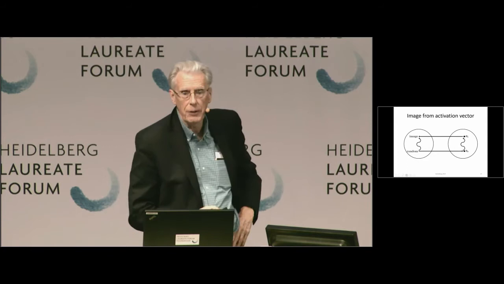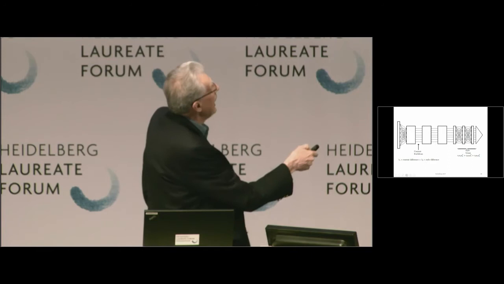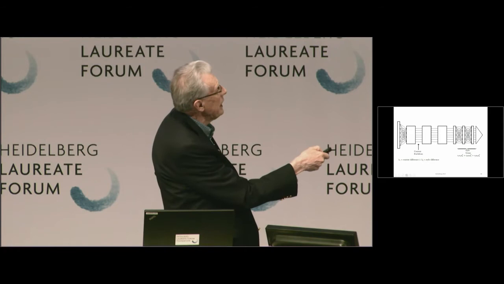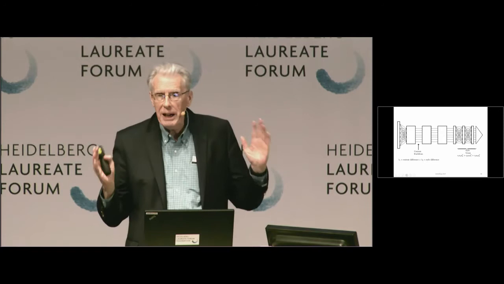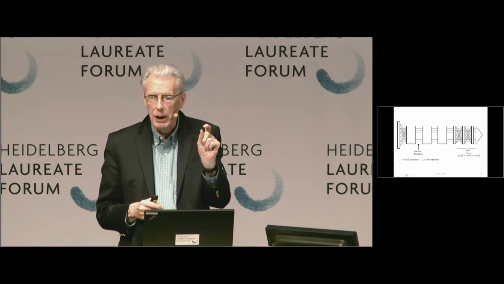Now, the reason I want to do this is that if I take an image, I can take the activation vector here and say this is the content of the image. And I can take this activation vector and take the product with itself, which will give me a matrix. I'm going to call that the style of the image, because that tells me how adjacent pixels are correlated.